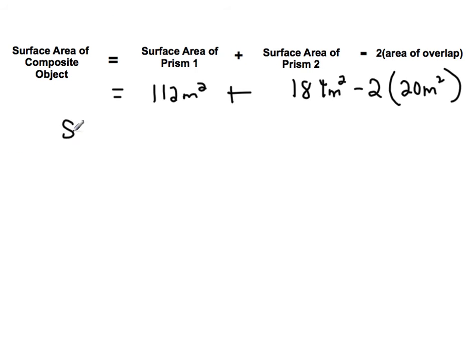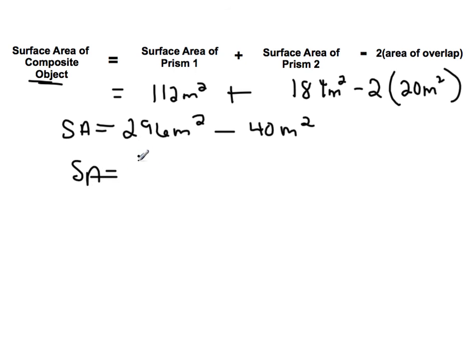So surface area is equal to, and it's Sunday morning, so I'm just going to use my calculator here. 112 plus 184 equals 296 meters squared. And I'm going to take away 2 times 20, which is 40 meters squared. So I have a total surface area of the composite object of 256 meters squared.